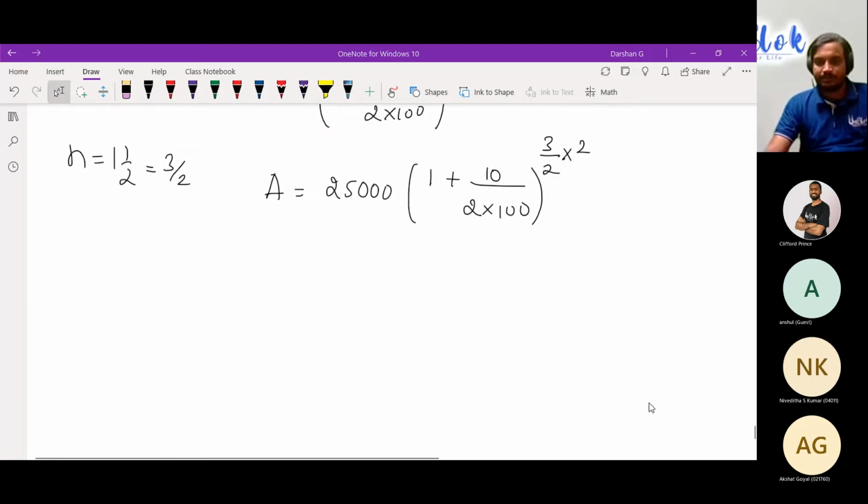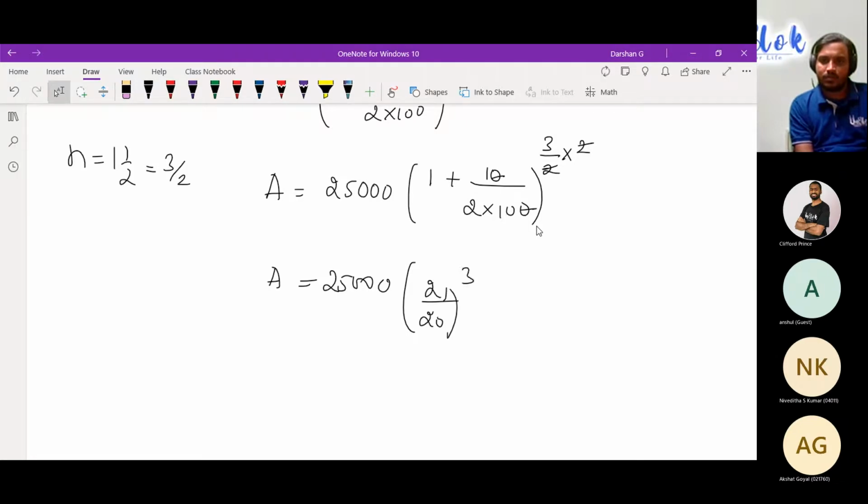Anyone with the answer? Anybody? The answer is in points. So be careful while calculating, Anshul. Sir, is it 28,940.63? Perfect. That's the right answer. From here you can calculate, and it is 28,940.63. That's right.